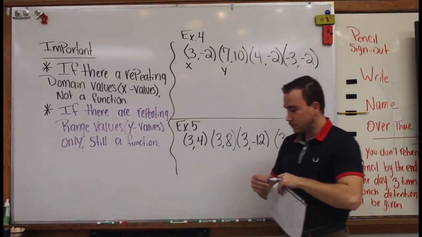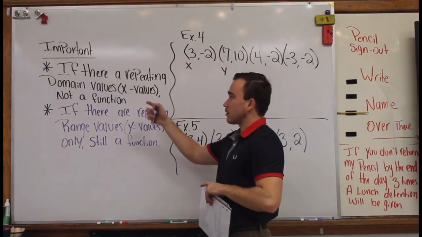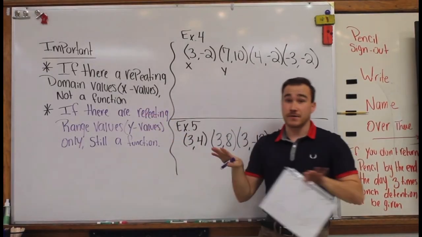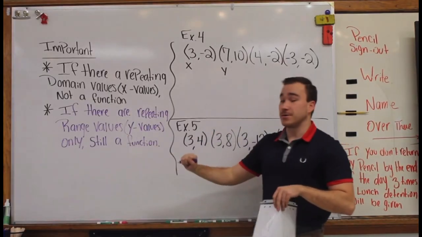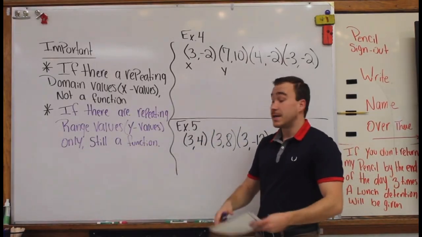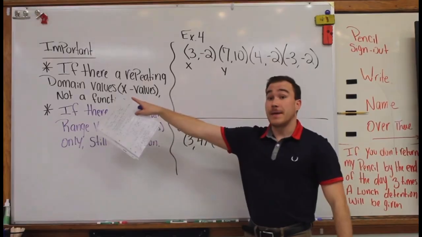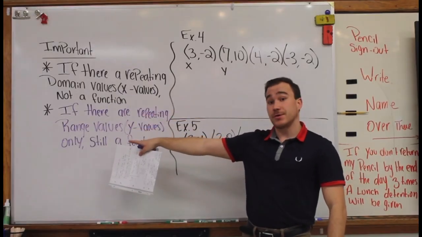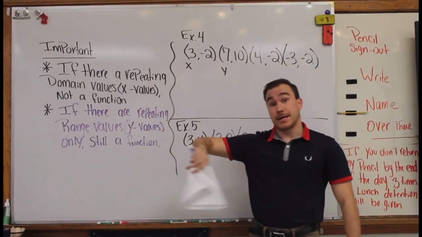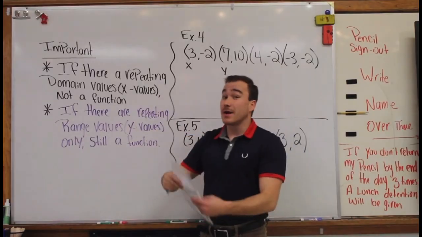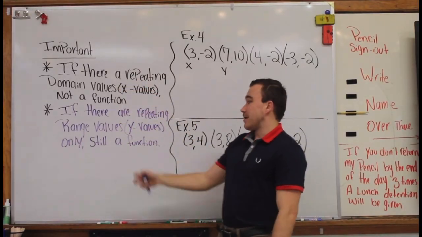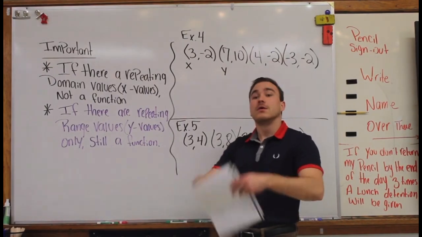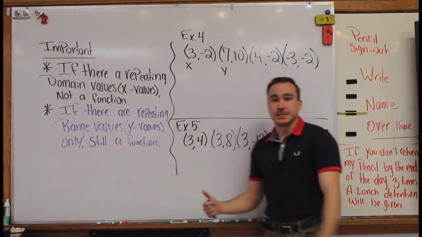Alright? So, if there are repeating x values or domains, it's not a function. If there's only repeating range values or y values, it is still considered a function. If there were repeating domains and repeating range values, it is not a function. As long as there aren't any domain values repeating, it's a function. It doesn't matter how many range values are repeated. And you'll see that in these next 2 examples.